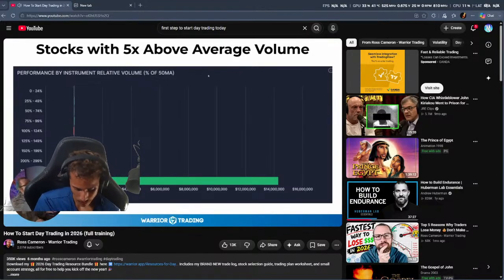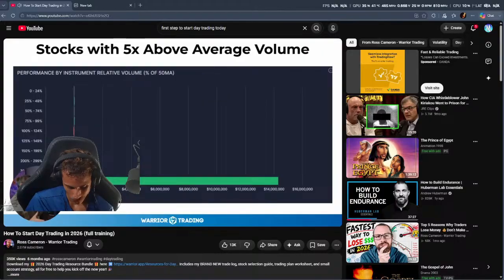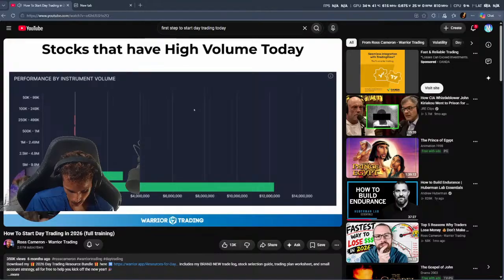And so clearly, if I'm looking to find a stock to day trade, I should at a minimum look for a stock that currently has 5 times above average volume in today's trading session. That would be logical. That's what my data tells me. And I should also look for a stock that has high total volume today.